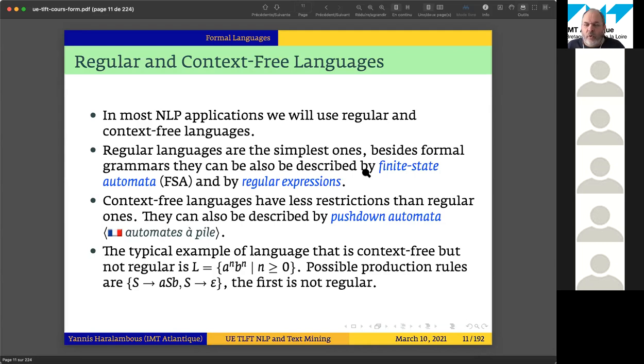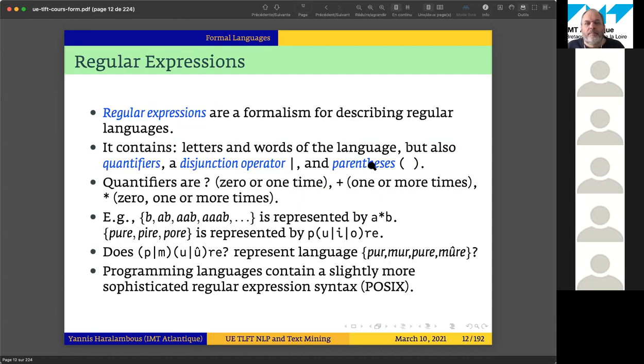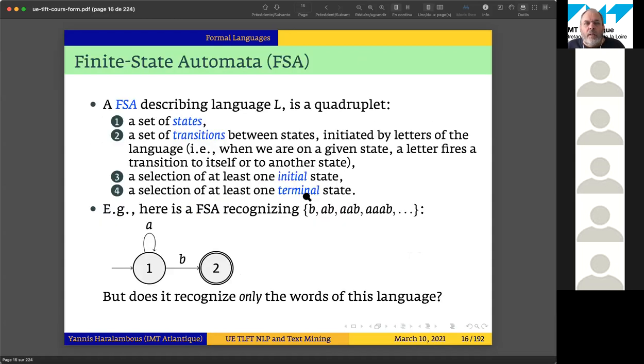Okay, so the following slides are about formal languages, how to describe them. Regular expressions are a tool, a very important tool for data scientists. Finite state automata are also an important tool, but most of the time you don't use them directly. You write regular expressions and the machine converts regular expressions into finite state automata. And a finite state automaton is a very straightforward way for the machine to verify if a word belongs to a given formal language or not.